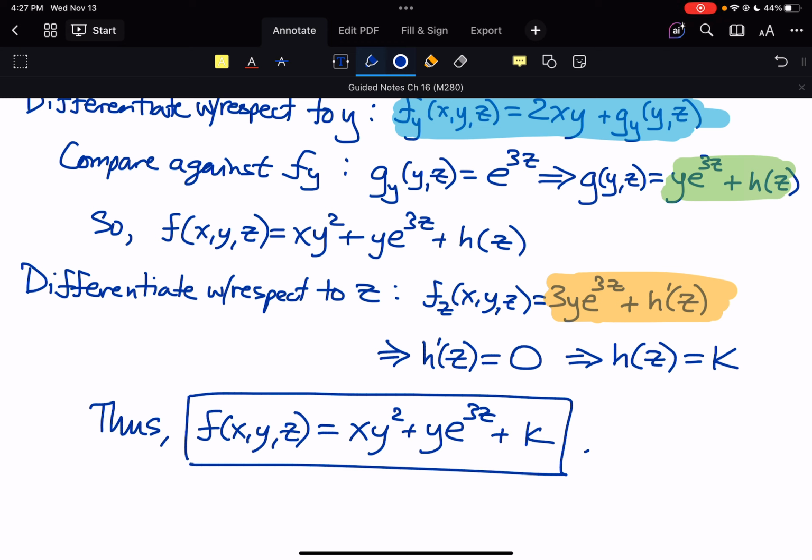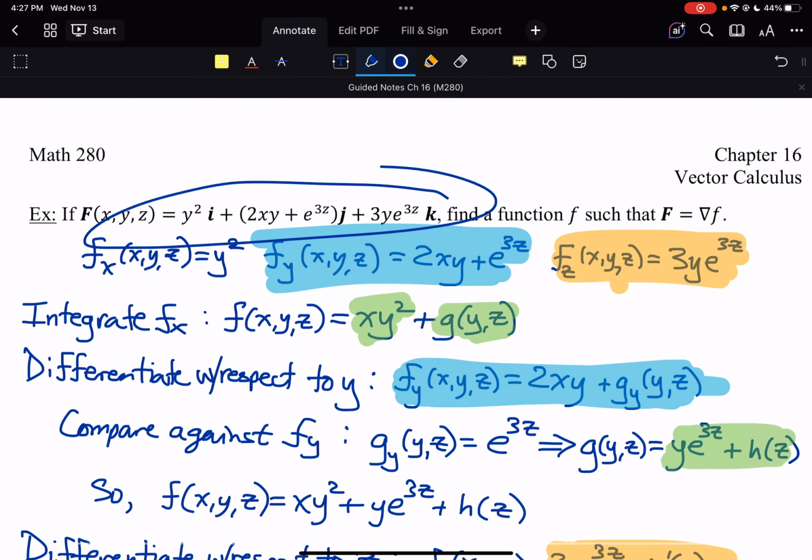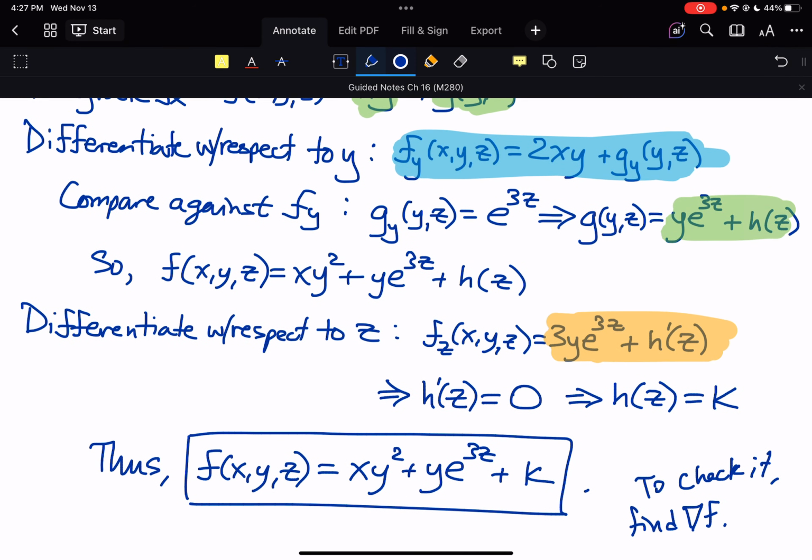And then, of course, again, if you're not sure if you did it completely right or you just don't believe, you can take the gradient of this. So, to check it, find grad f and show that it's equal to the original vector field that we had back up here at the top. That would be the way we could check our work and make sure that we found the proper potential function.